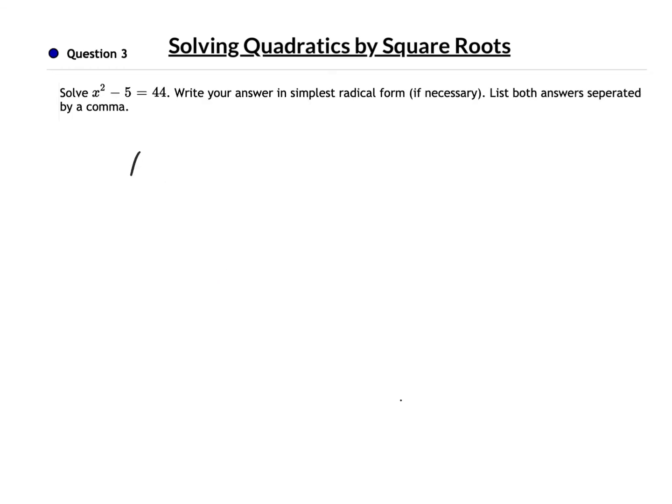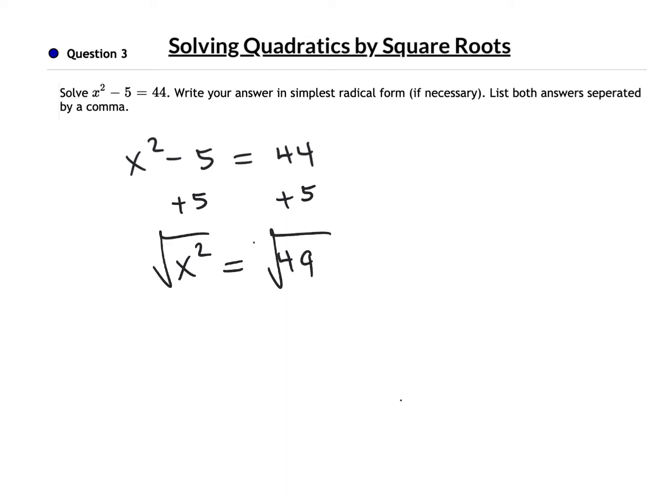Question 3, x squared minus 5 equals 44. Get that x squared by itself. Add a 5 to both sides. X squared equals 49. Square root both sides and put that plus or minus to get both answers. X equals plus or minus 7. The square root of 49 is 7. This is two answers, positive 7 and negative 7.